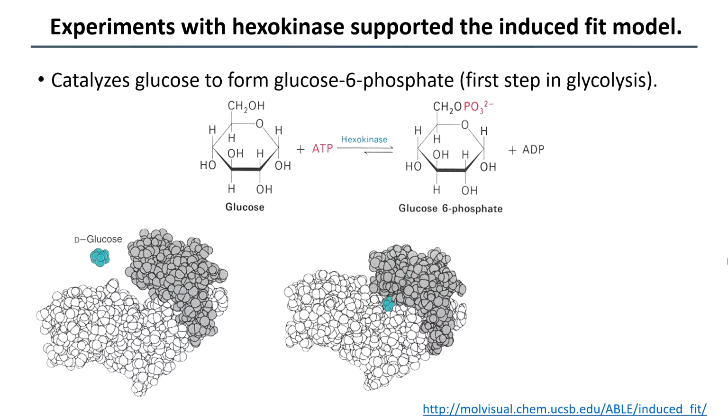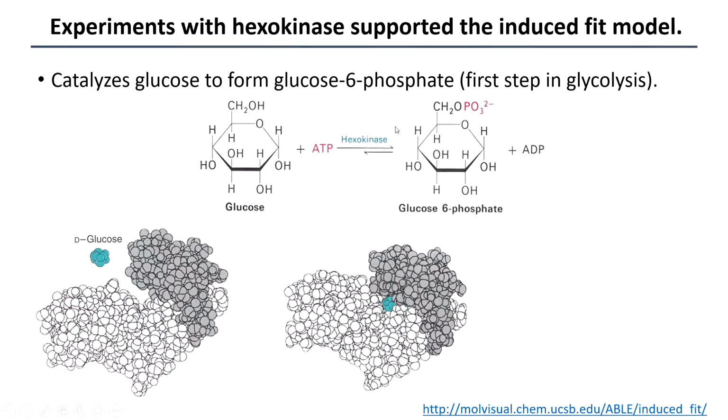Hexokinase is the enzyme that catalyzes the first step in glycolysis, where a glucose molecule is changed into a glucose 6-phosphate molecule by addition of a phosphate group. Kinase enzymes are the types of enzymes that do this, transferring phosphate groups from one molecule, here ATP, to another one, here glucose. Glucose is a near perfect match for the active site of hexokinase, but not entirely. It's not until after the substrate has already bound that you see the perfect shape match between these two.